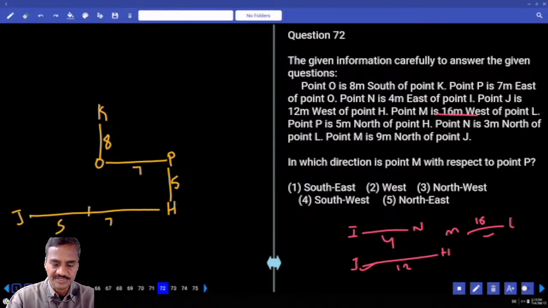M is 16 meters to the west of what? To the west of L. And next one, P is 5 meters to the north of H. N is 3 meters to the north of L. N is how many meters? 3 meters to the north of L.